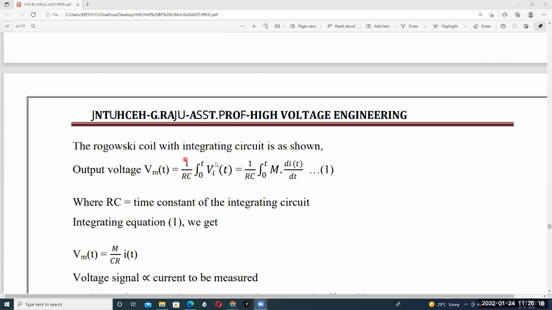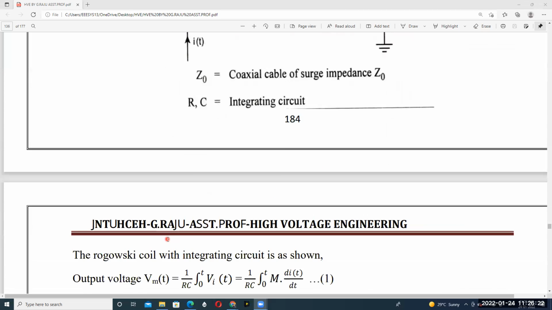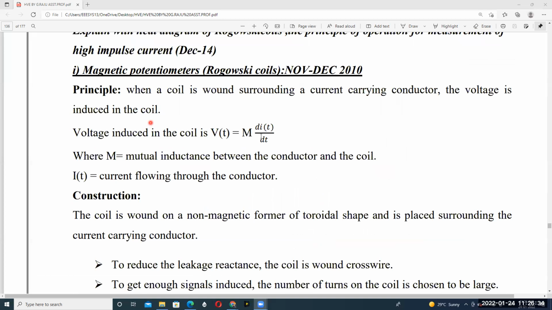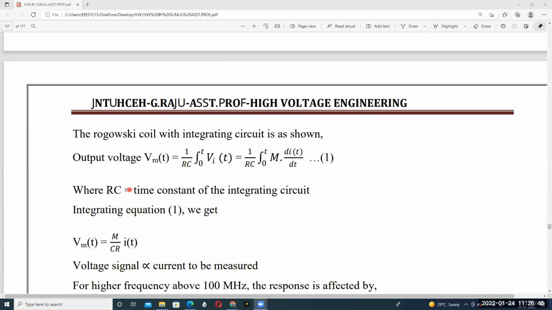The output voltage Vm is equal to 1 by RC into the integral from 0 to T of V(t) dt, and V(t) is M into di(t) by dt. Substituting V(t), we get 1 by RC into the integral from 0 to T of M into di(t) by dt. RC is the time constant of the integrating circuit.